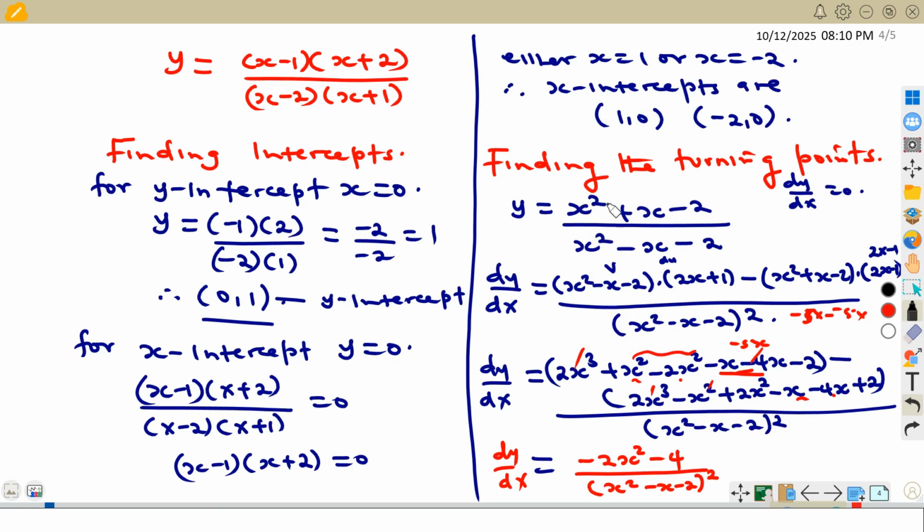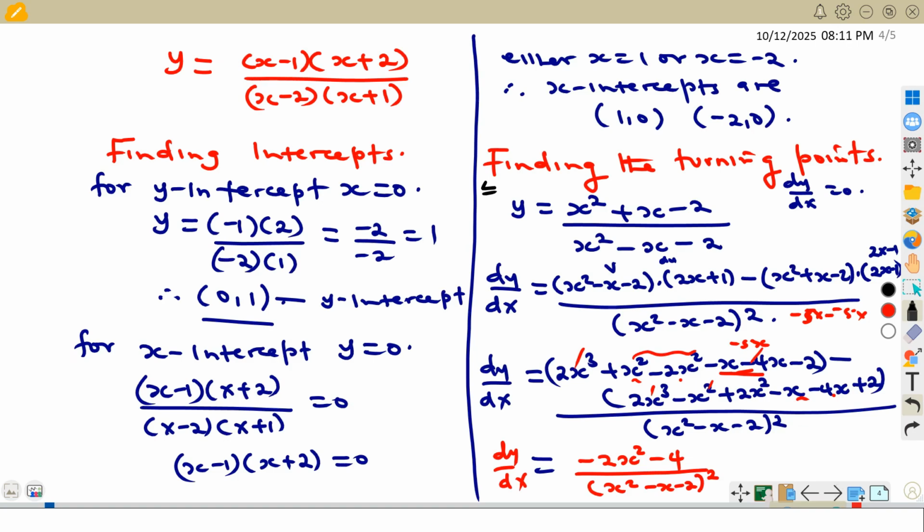Now looking at the degree of x, here we have x squared, here we have x squared. As we said in our previous video, if the degree of x in the numerator is less than or equal to the degree of x in the denominator, then you will have a horizontal asymptote. But if the degree of x in the numerator is greater than the degree of x in the denominator, then we conclude that it has a slanting asymptote. So for this curve, it will have a horizontal asymptote.